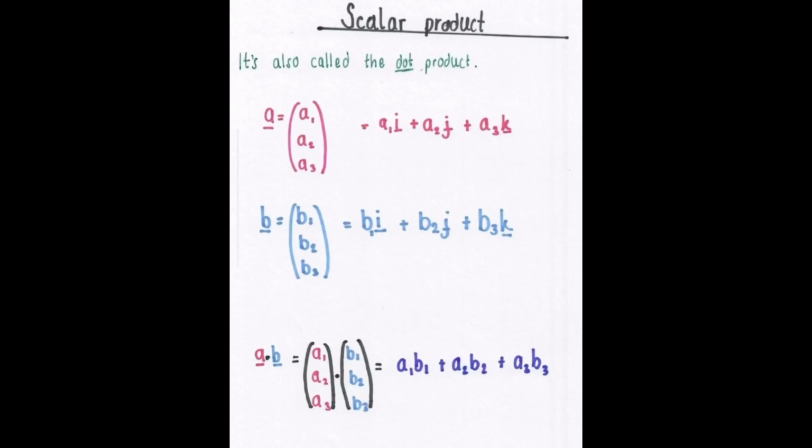Let's now look at the scalar product, also called the dot product. The scalar product of two vectors is equal to the product of the vectors' magnitudes and the cosine of the angle between them. To find the scalar product between vectors A and B, you simply do this: A1 times B1 plus A2 times B2 plus A3 times B3.